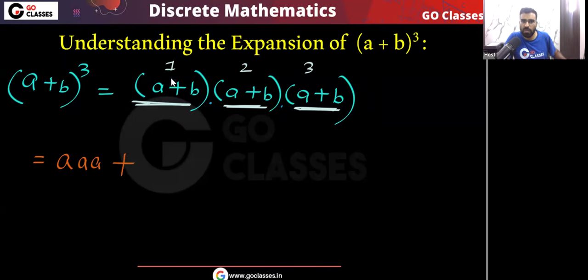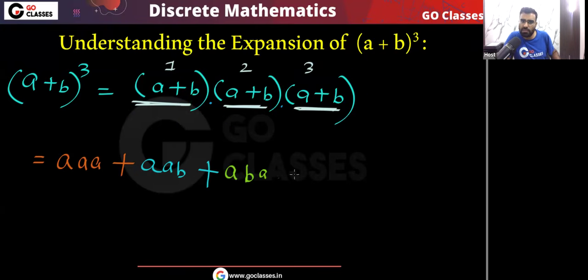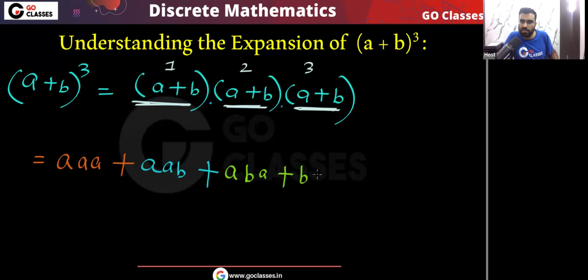Or what we can do? From the first factor we can take a, from the second factor we can take a, and from the third factor we can take b. Or from here we can take a, from here b, from here a. Yes or no? A, B, A. Or from here we can take B, and from these two factors we can take A. Correct? Yes or no? And so on.